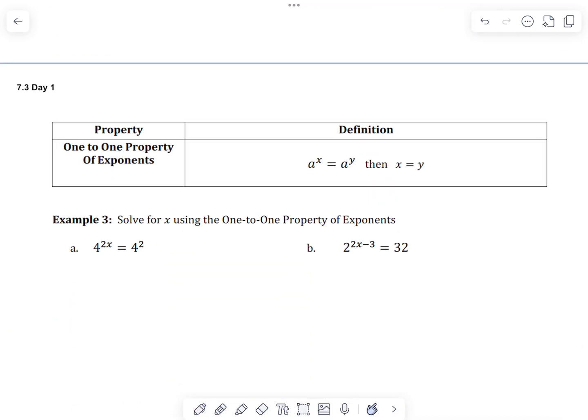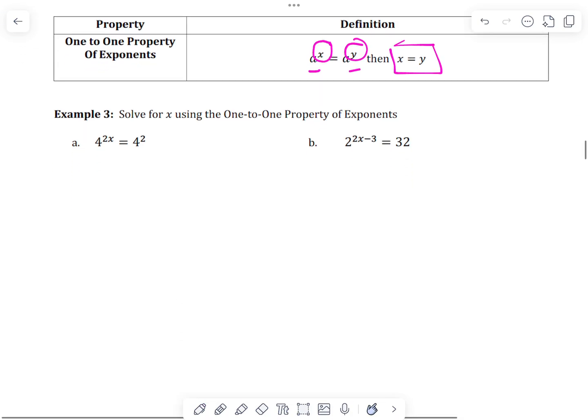All right, a property. One-to-one property of exponents. When you have two exponential equations and they equal each other and their bases are both the same, then our powers, our exponents, will equal each other. So here's our bases. They're both base a. And that means then the exponents will equal each other.